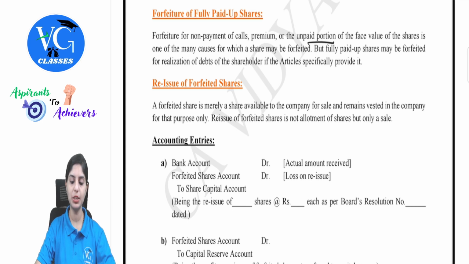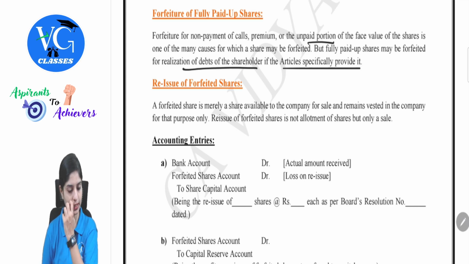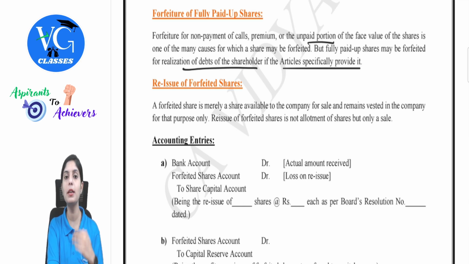But fully paid up shares can also be forfeited for realization of debts of the shareholders if the articles specifically provide. So there is one exception. What we can see is, if the articles specifically provide for realizing the debts of shareholders, then there can be a possibility where fully paid up shares can also be forfeited. I hope these points are clear.